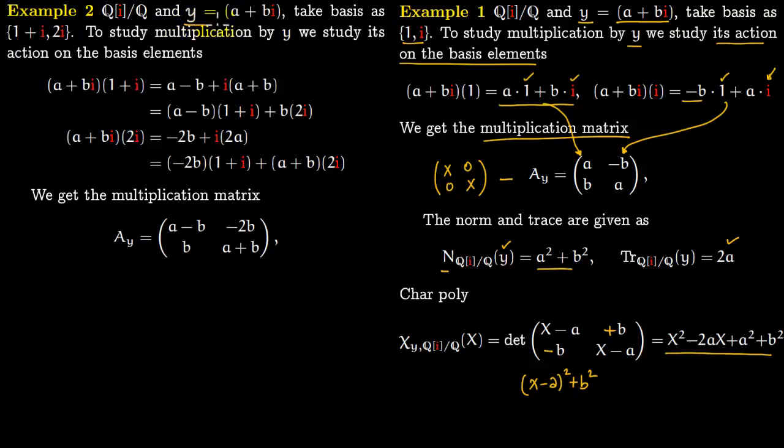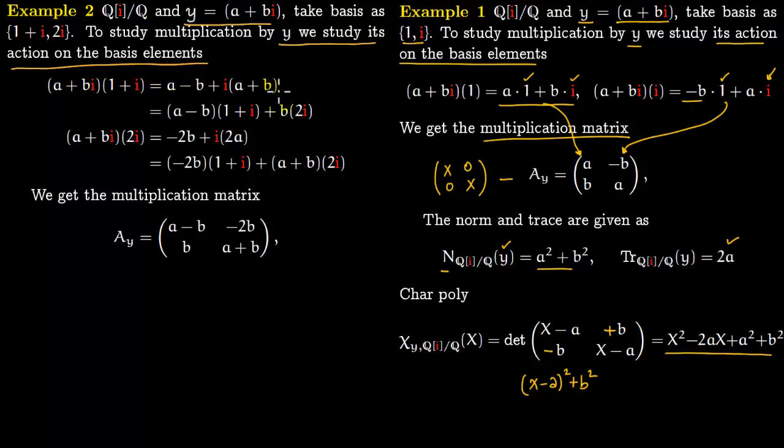So we are keeping this element the same as this element right here, but the basis is now changed to 1 plus i and 2i. So again, to study multiplication by y, we study its action on the basis elements. So a plus bi times 1 plus i.